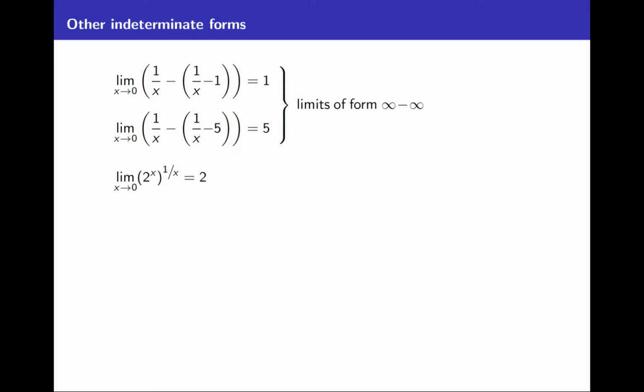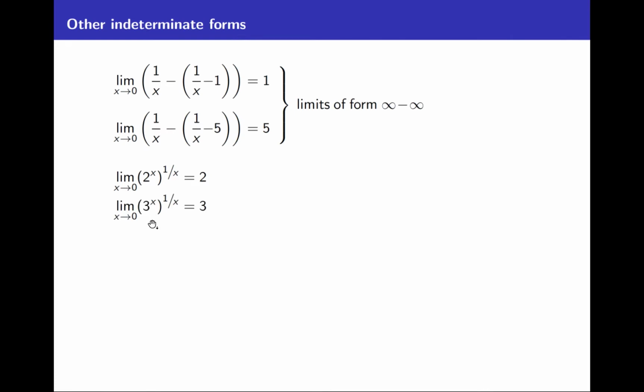There are some others. To illustrate them, think of this limit. The limit as x goes to 0 of 2 to the x, to the power of 1 over x. This is an intentionally simple limit because if you, before evaluating the limit, multiply the exponents, you get 2 to the power of 1, and the limit as x goes to 0 of that is equal to 2.